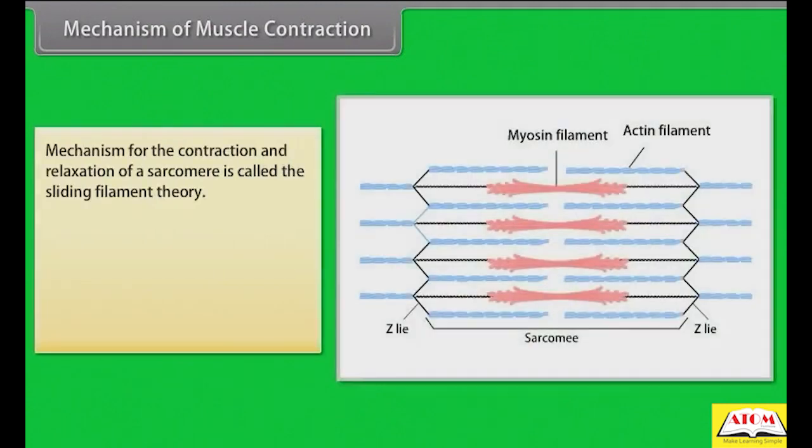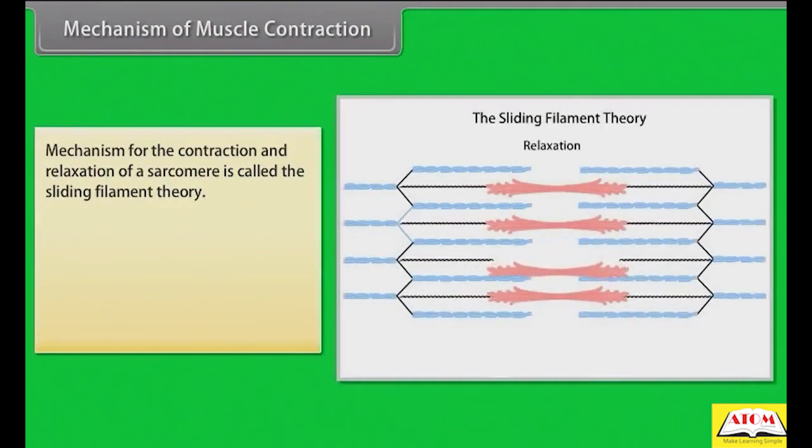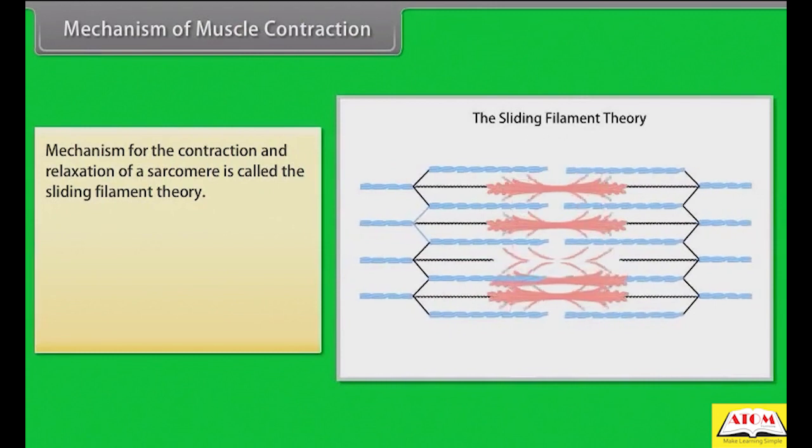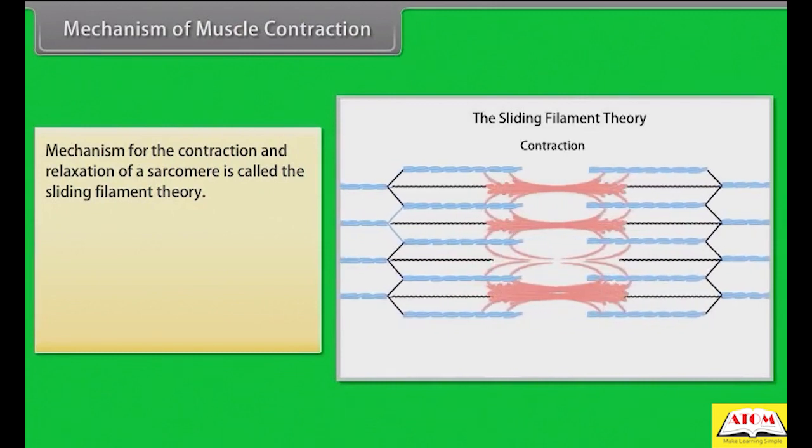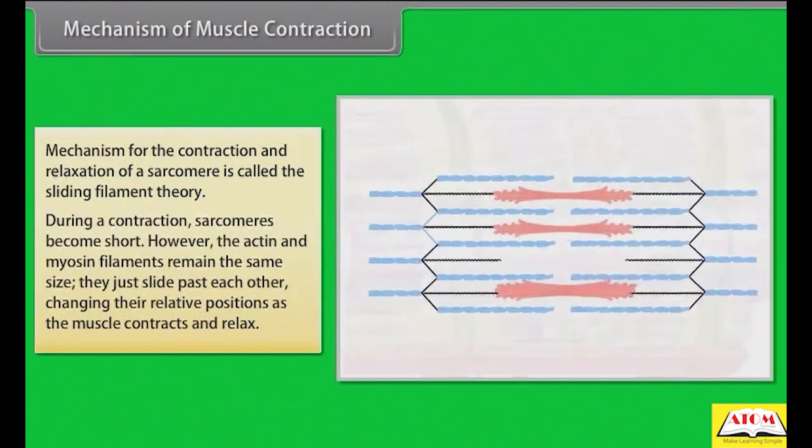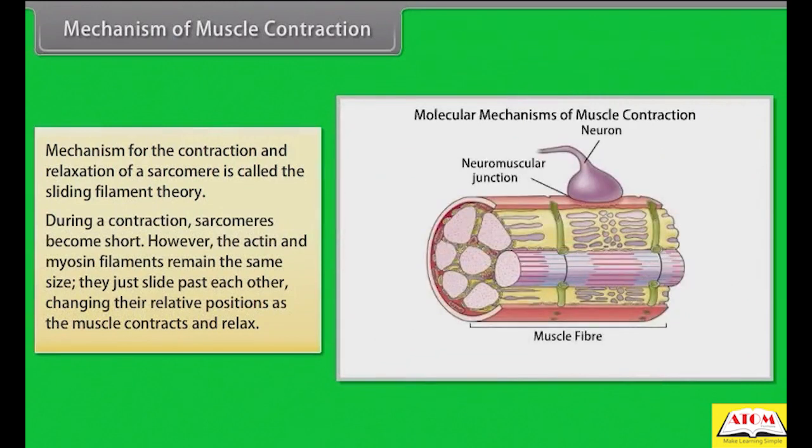Mechanism of muscle contraction. The mechanism for the contraction and relaxation of a sarcomere is called the sliding filament theory. During a contraction, sarcomeres become short. However, the actin and myosin filaments remain the same size. They just slide past each other, changing their relative positions as the muscle contracts and relaxes.